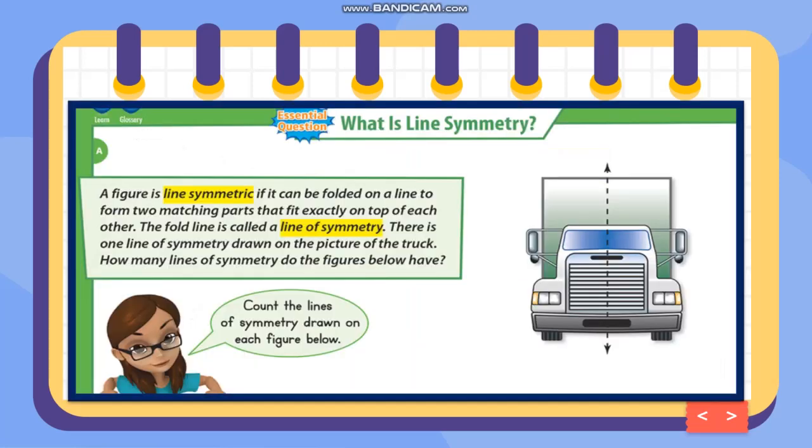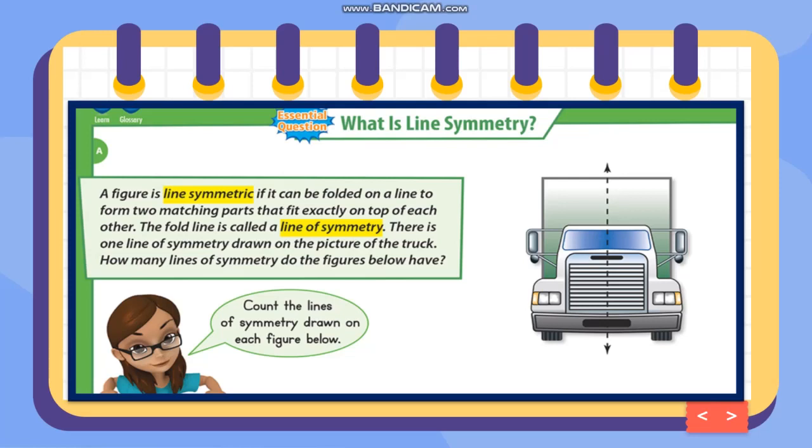Now, what is line symmetry? A figure is line symmetric if it can be folded on a line to form 2 matching parts that fit exactly on top of each other. The fold line is called the line of symmetry. There is one line of symmetry drawn in the picture of the trap, as you can see. This is a line of symmetry. When you fold this one, it looks the same. They are identical. So there is one line of symmetry drawn here.